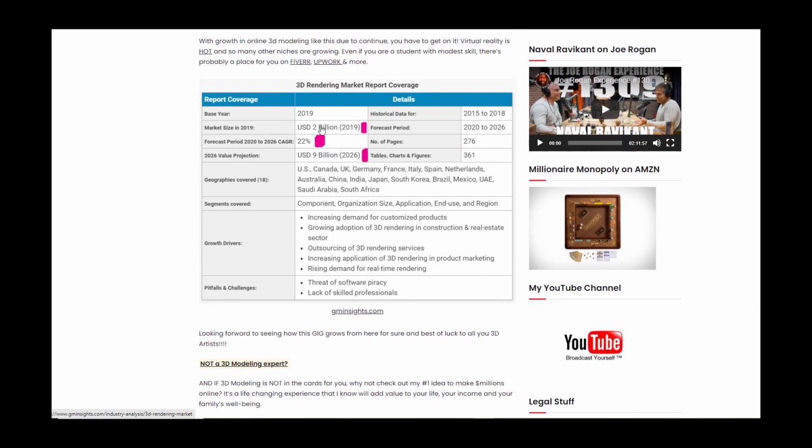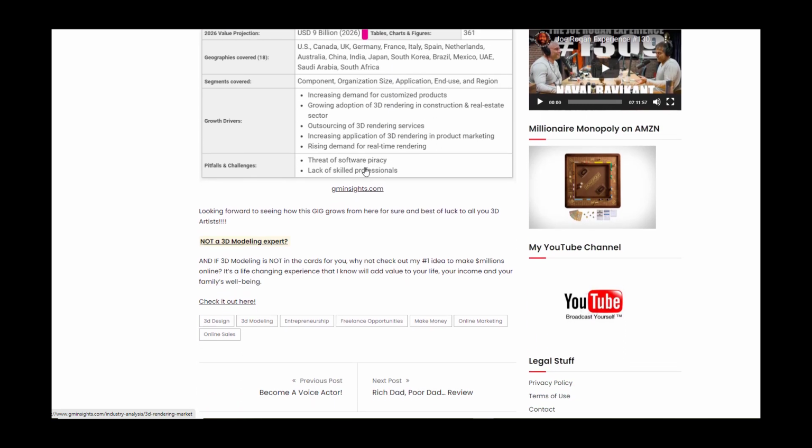The market size for 3D rendering was upwards of $2 billion in 2019. The forecast period goes to 2026, with about a 22% annual growth rate between 2019 and 2026. So by 2026, that market is going to be $9+ billion, just that small niche. You can see more here, all these different major areas that 3D design and 3D rendering are going to be important to. There's more, of course, but these are the majors.